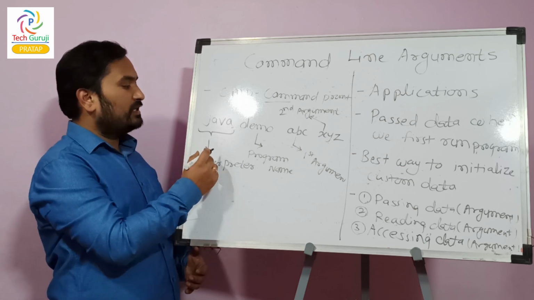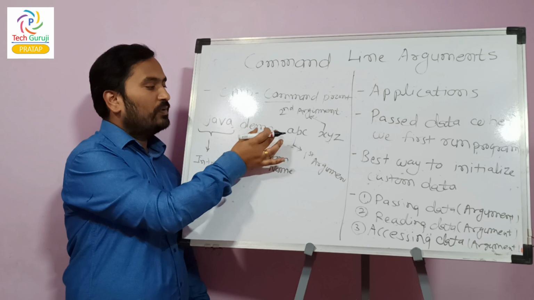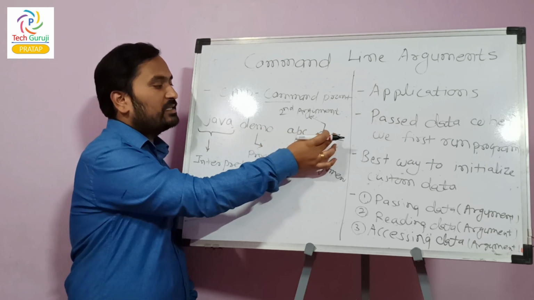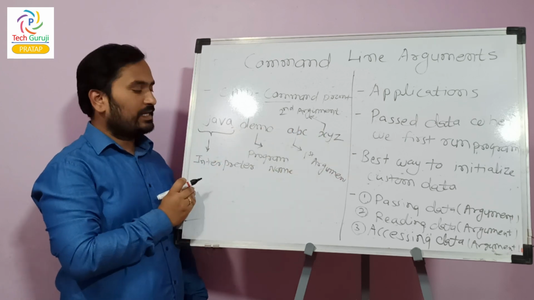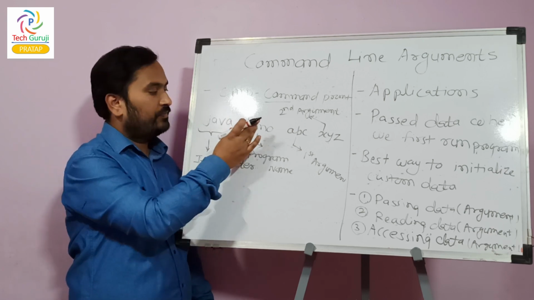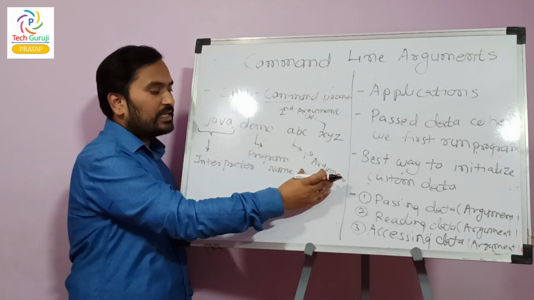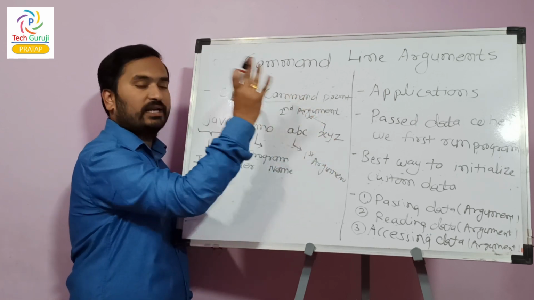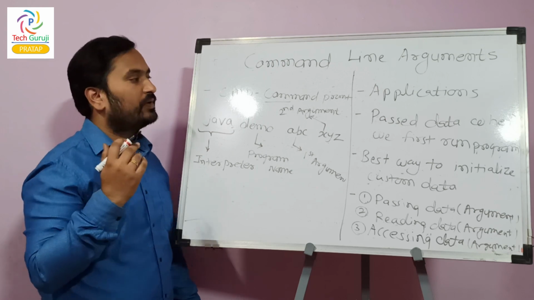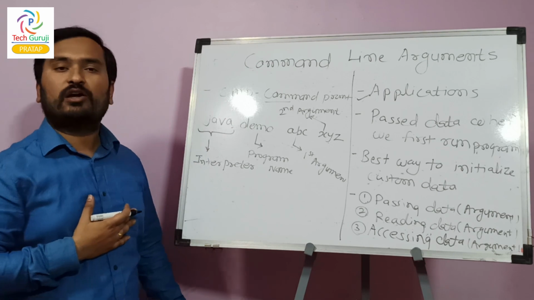So if we consider one statement, that is java demo abc xyz, in this case, java is considered as an interpreter, demo is considered as a program name, abc is the first argument, and xyz is the second argument. So let's talk in detail about command line arguments.